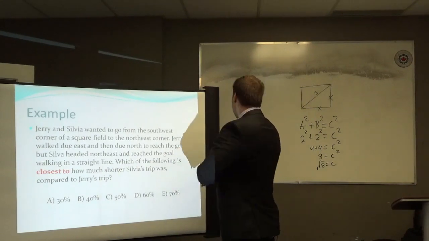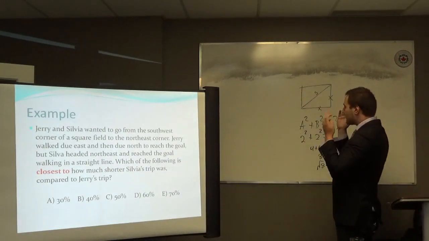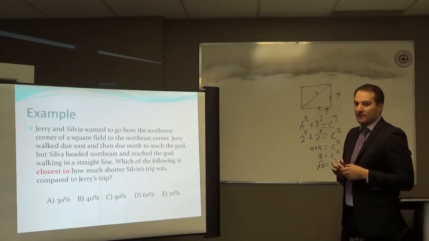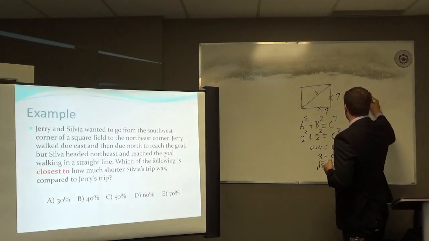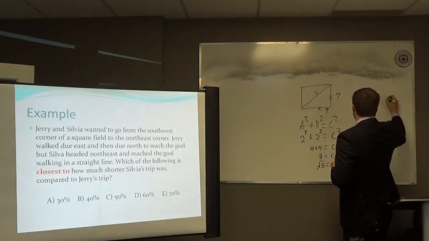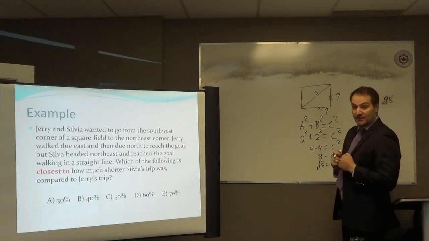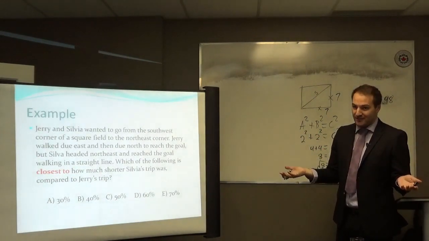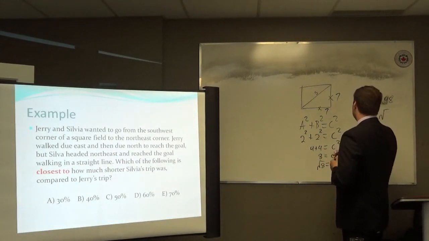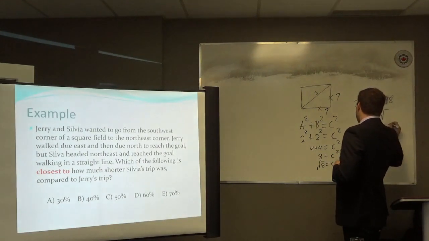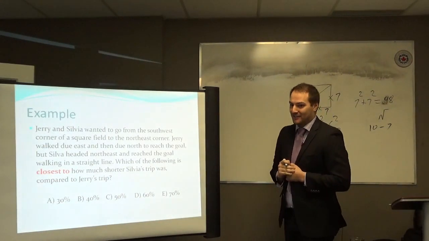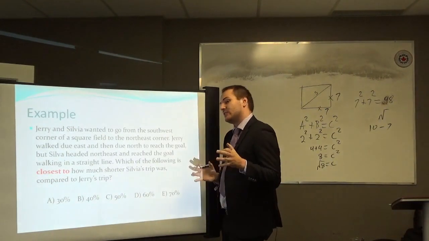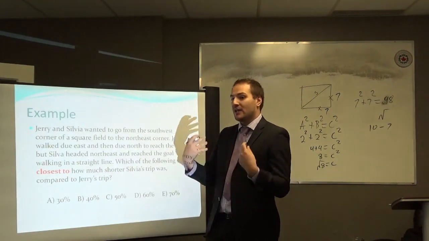Let's try 7 on each side. What's 7 times 7? 49. So it's 7 squared plus 7 squared equals c squared. Not 49, the addition of it. So that's 98, which is about 100. When we guess our square root of 100, we get the difference between 10 and 7. So how much shorter is the trip? 30%. Exactly.